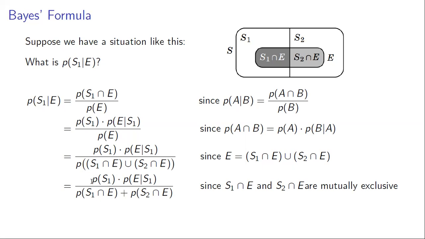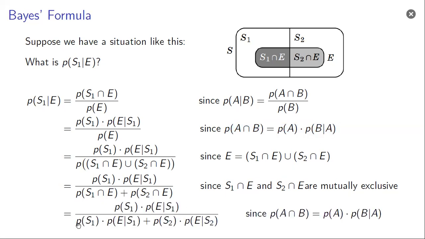Nothing changed here in the numerator. Now we go one step further and we transform the denominator, using the same formula from before. So this leaves us with probability of S1 times probability of E given S1, all divided by probability of S1 times probability of E given S1 plus probability of S2 times probability of E given S2.